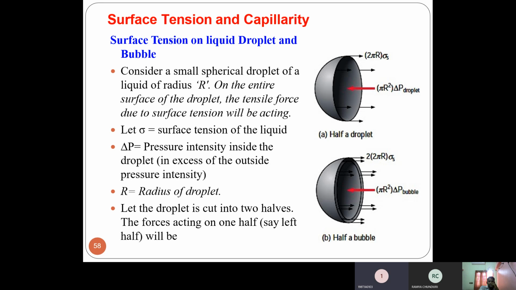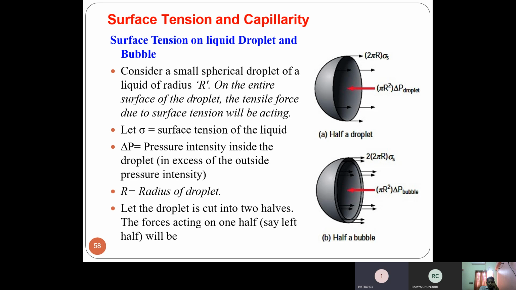circumference. Understand? Similarly, an atmospheric pressure force will also act inside the bubble in the opposite direction, because one force is acting in this direction and the pressure force is acting in this direction. Tensile force is acting away from the circumference and the pressure force is acting towards the center. Understand? In this way, these two forces will be balanced. Here, pressure force is represented with the red color, and tensile force is represented with black arrows.